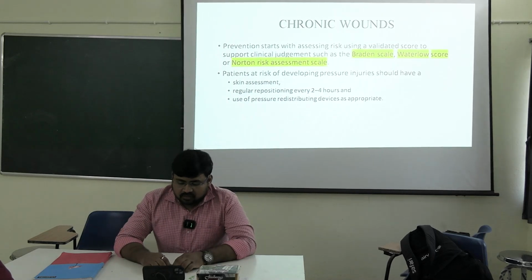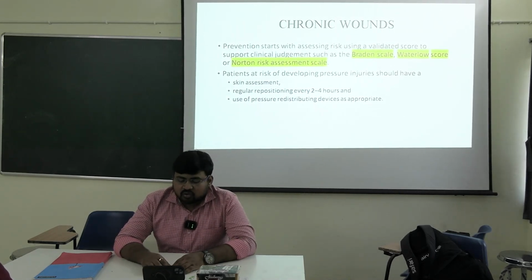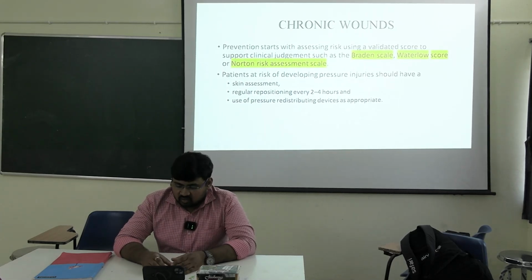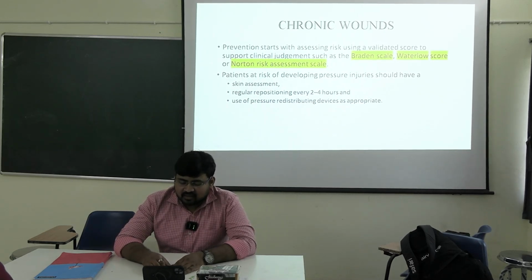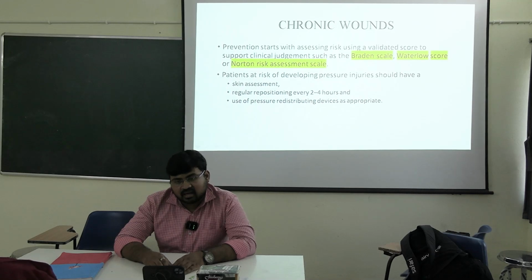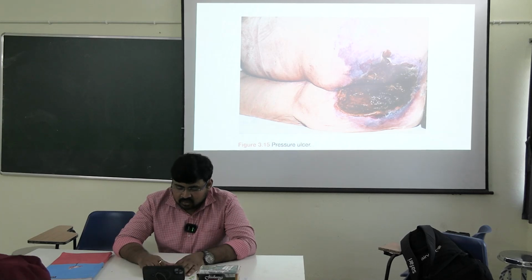Coming to chronic wounds, prevention starts with assessing risk using a validated score to support clinical judgment, such as Braden scale, Waterloo score, or Norton risk assessment scale. Patients at risk of developing pressure injuries should have a skin assessment, regular repositioning every 2 to 4 hours, and use of pressure redistributing devices where appropriate. See, this is a pressure ulcer.